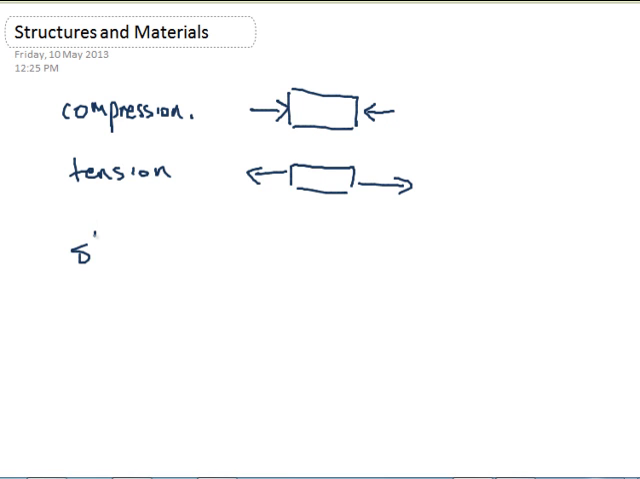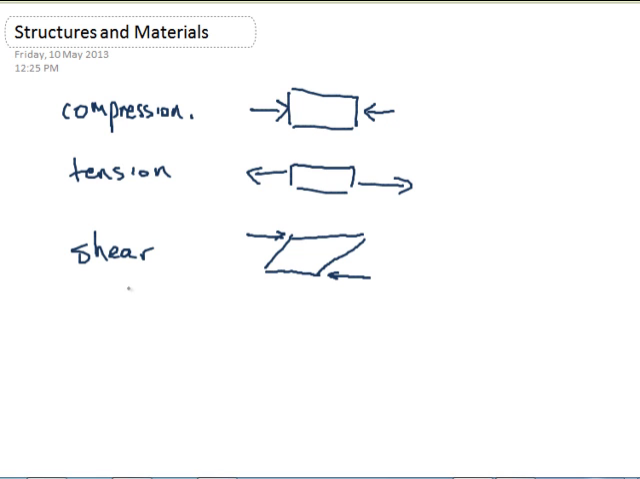And then we looked at shear, which is where the forces are acting in opposite directions, but they're not collinear, or not acting through the same line, not in line with each other. So it's kind of like when you're using an eraser on paper and it sort of changes the shape, sort of squashes it over.